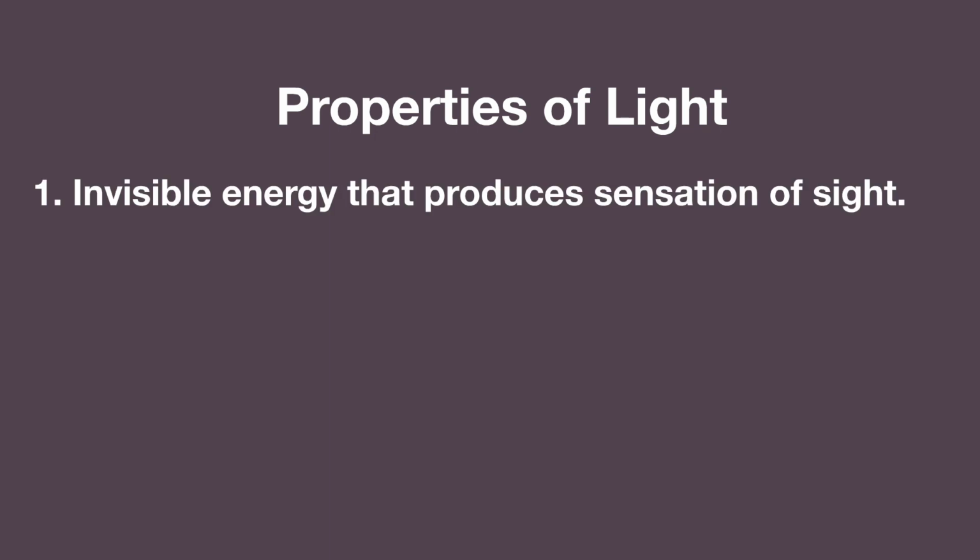Light is an invisible energy that gives us the sensation of sight. When light falls on rough surfaces of any object, it bounces off from the surface of the object in all directions. This is called reflection of light.